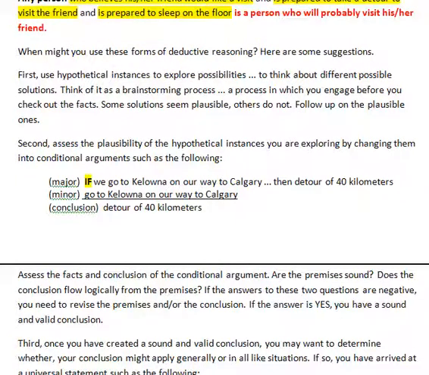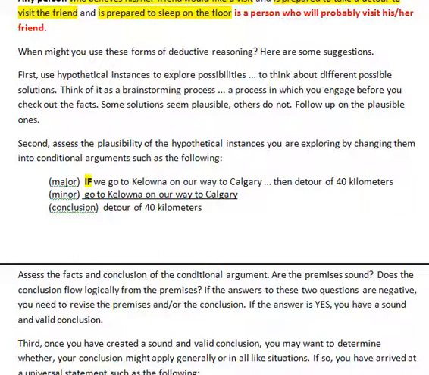When might you use these forms of deductive reasoning? Here are some suggestions. First, use hypothetical instances to explore possibilities, to think about different possible solutions. Think of it as a brainstorming process, a process in which you engage before you check out the facts. Some solutions seem plausible, others not. Follow up on the plausible ones.